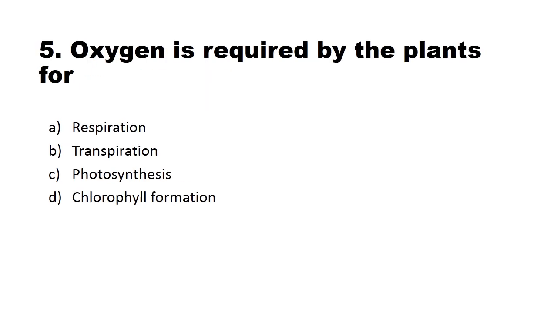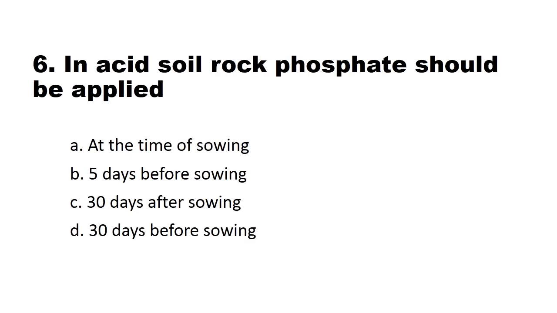Question number 5. Oxygen is required by plants for option number A, respiration. Option number B, transpiration. Option number C, photosynthesis. And option number D, chlorophyll formation. And the right answer is respiration. Oxygen is required by the plants for the process of respiration.